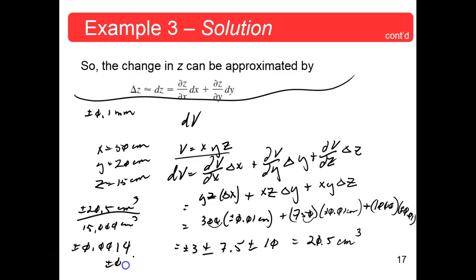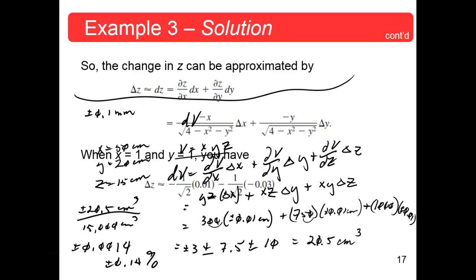Okay, so that's plus or minus 0.14%. And that's what they got. Not bad. I mean, 20.5 cubic centimeters might seem like a lot to you, but out of 15,000, that's a pretty small percent error. Now, that was example 4. And we just finished, well, we were doing example 5.